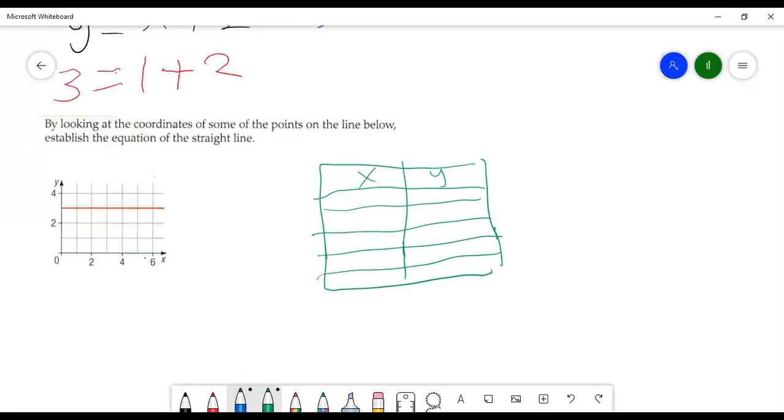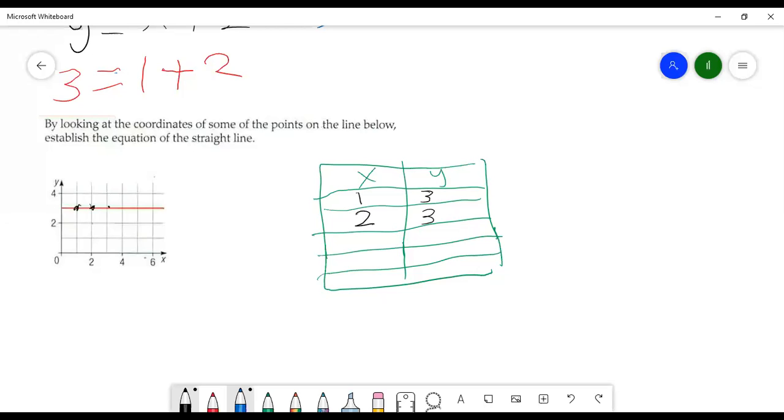We have also a straight line. So, for example, let's take the first point here. What is going to be the coordinates of this point? 1 on x and 3 on y, right? So 1 and 3. What about the second point here? 2 and 3.